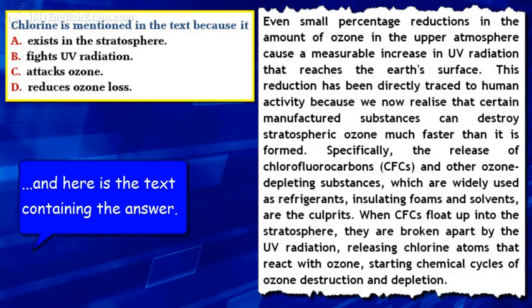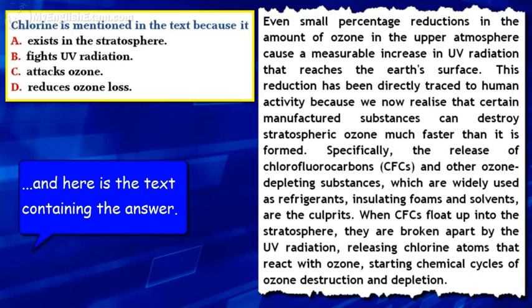And here is the text containing the answer. Even small percentage reductions in the amount of ozone in the upper atmosphere cause a measurable increase in UV radiation that reaches the Earth's surface. This reduction has been directly traced to human activity because we now realize that certain manufactured substances can destroy stratospheric ozone much faster than it is formed.